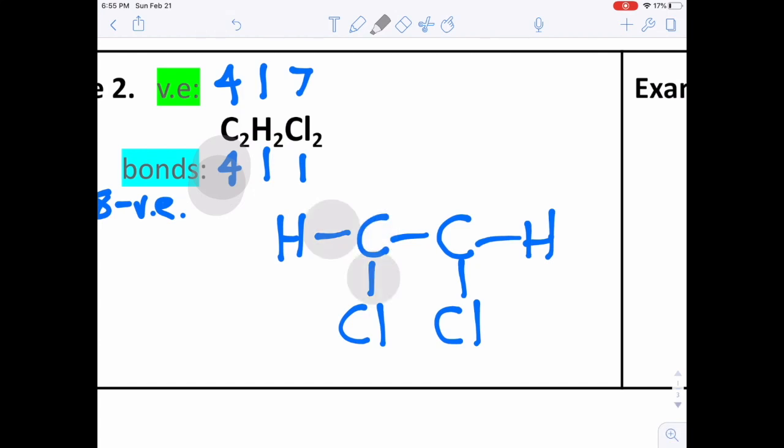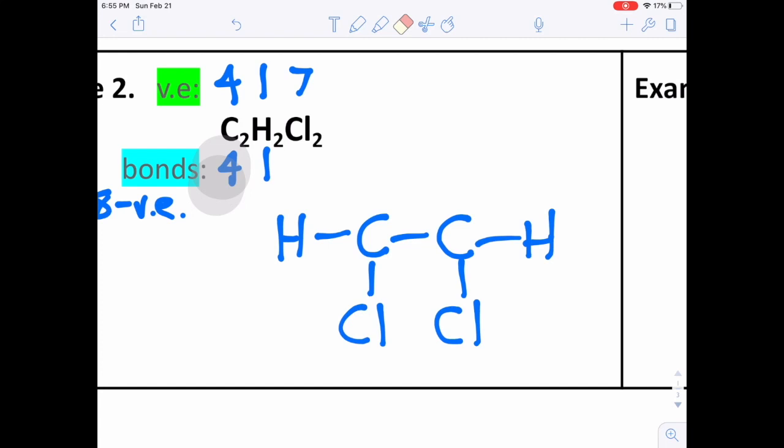1, 2, 3. That's not enough. Let's look at the other carbon here, and let's count how many bonds it has. 1, 2, 3. That's not enough. So we know hydrogen can't take another bond, so I cannot put a double bond between a C and an H. We know that Cl only wants 1 bond.